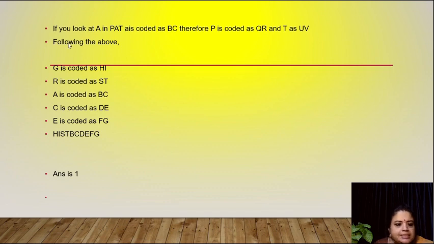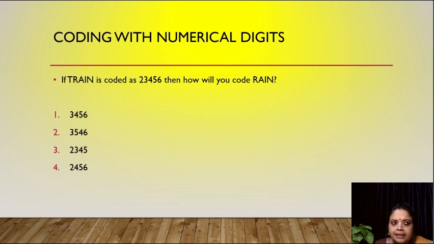So from this table we can find out that G has to be coded as HI, R is coded as ST, A is coded as BC, then C is coded as DE, E is coded as FG, and finally you get the answer as option 1. So one letter can be coded in terms of two different letters also. That type of question is also coming. That is just by observing the letters only we can find it out.